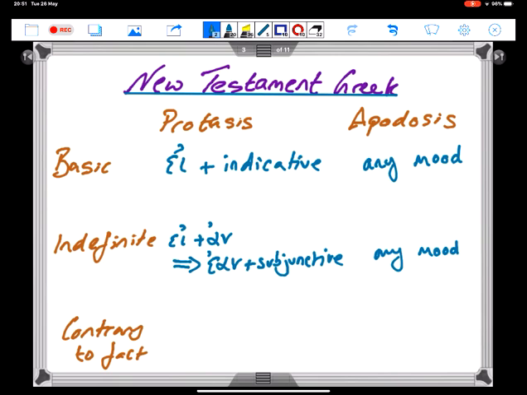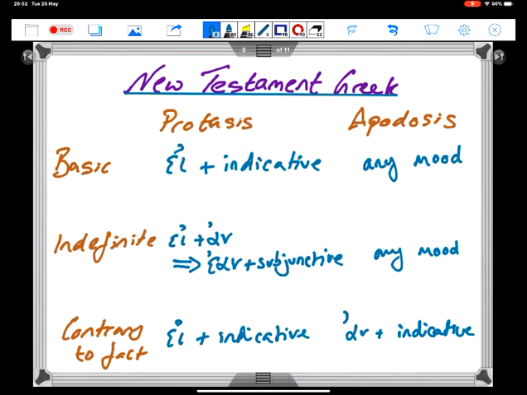Contrary to fact ones are the final category, and this is where you actually have to pay attention. You're used to seeing ei plus indicative. You're used to an needing a subjunctive. However, the contrary to fact ones use ei and an indicative in the protasis, and then an plus an indicative in the apodosis. So this is the one place where you will see an followed by an indicative and not a subjunctive. And you're going to want to translate this with the English word would.